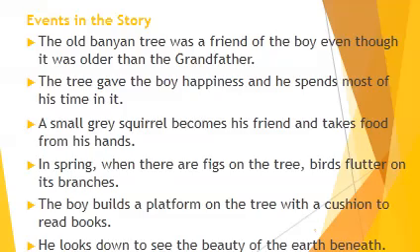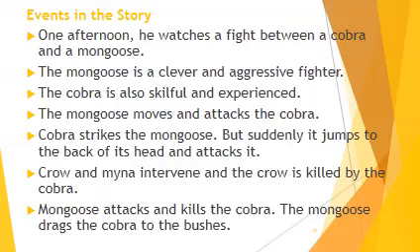The old banyan tree was a friend of the boy, even though it was older than the grandfather. The tree gave the boy happiness, and he spends most of his time in it. A small grey squirrel becomes his friend and takes food from his hands. In spring, when there are figs on the tree, birds flutter on its branches. The boy builds a platform on the tree with a cushion to read books. He looks down to see the beauty of the earth beneath.